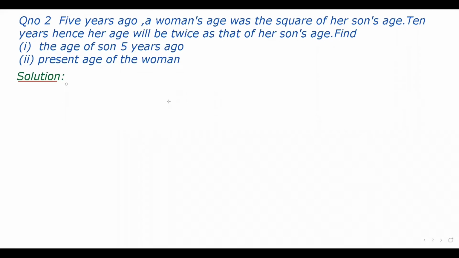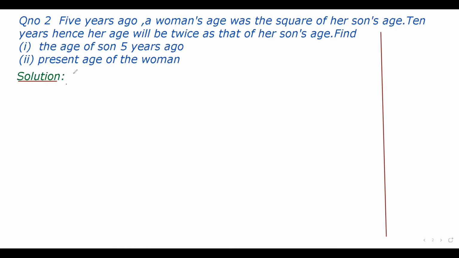Okay, so let's start question number 2. 5 years ago, a woman's age was the square of her son's age. 10 years hence, her age will be twice that of her son's age. Find the age of the son 5 years ago, and the present age of the woman. So here first understand the question properly. What is given in the question? Let us go by the first statement. 5 years ago, a woman's age. Here the age is given 5 years ago, meaning 5 years ago a woman's age was the square.